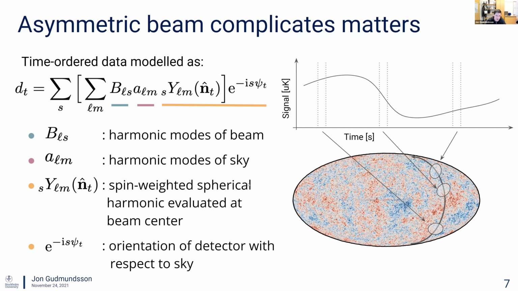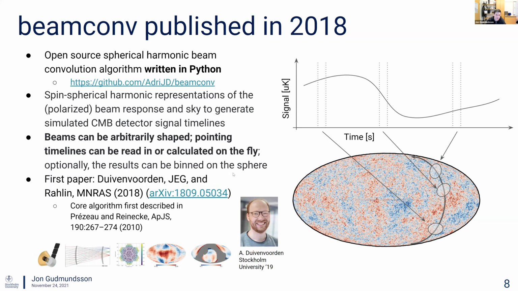And so all of this is done in this algorithm called BeamConf, which was first published in 2018 in a Monroe's paper, where we, among other things, showed these diagrams here. The thing to emphasize is that we can take, for these simulations, arbitrarily shaped beams, so Stokes I, Q, U, and V beam shapes, and arbitrary pointing or scan strategies, and we can generate signal time streams that can then be pushed into maps.